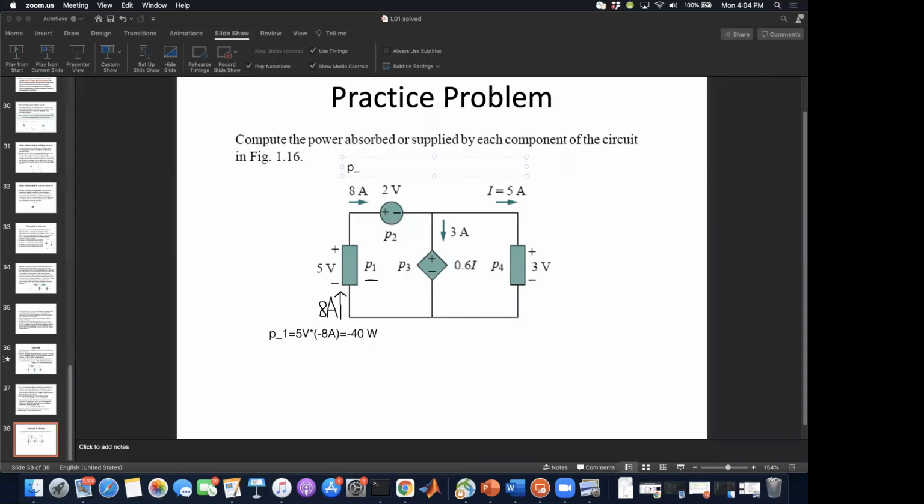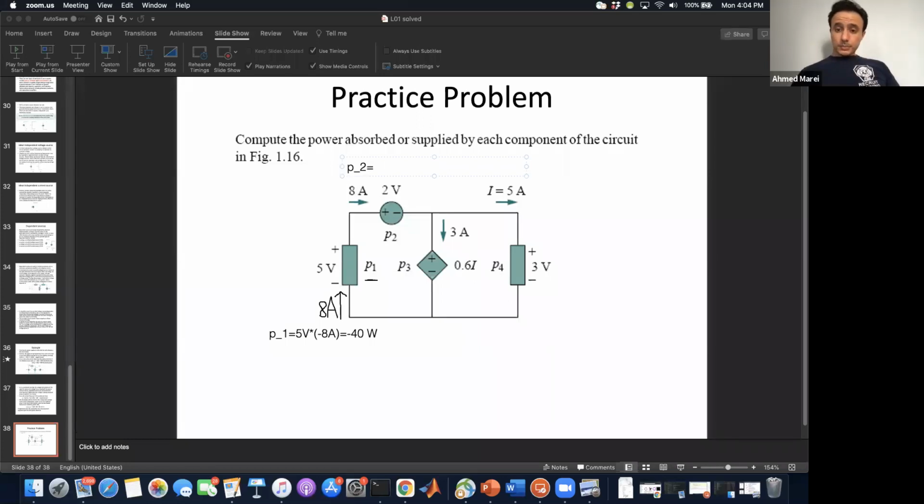How do I compute? Times 2. Yeah, 2 times exactly 8. Excellent. Okay, that's 16 watts. What about, let's do P3.